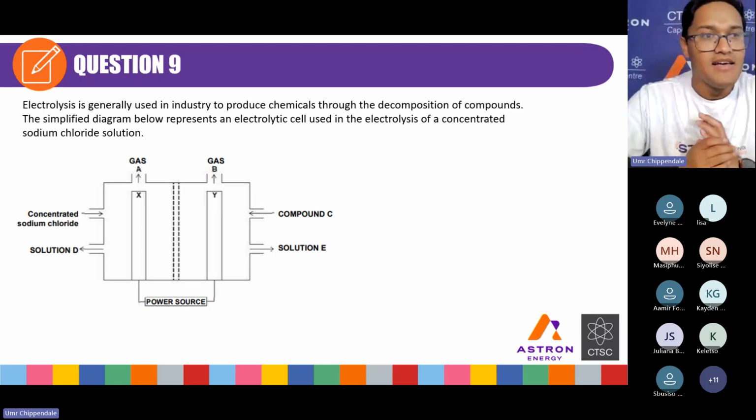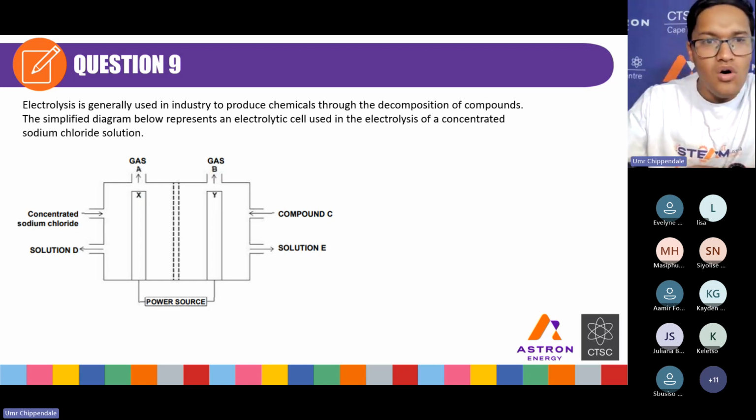Now, question 9. Electrolysis is generally used in industry to produce chemicals through the decomposition of compounds. The simplified diagram below represents an electrolytic cell used in the electrolysis of a concentrated sodium chloride solution.